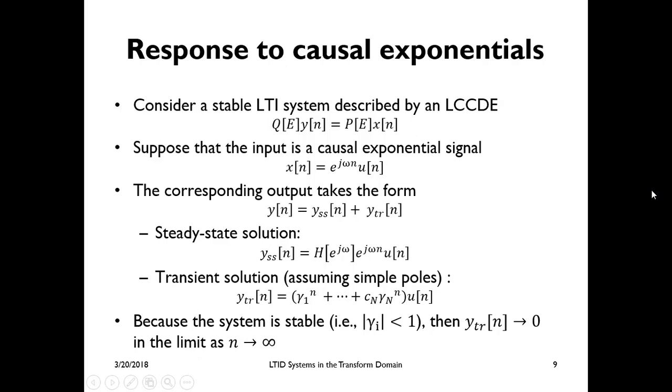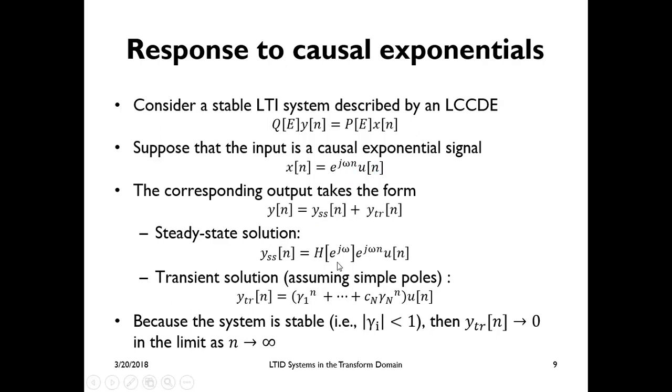We now consider the response of the system to a causal exponential signal. So we have a stable LTI system described by a linear difference equation, and the input signal is a causal exponential signal of the form x of n is equal to e to the j omega n times u of n. The output response of a system can also be broken down into a sum of the steady state and the transient components. The transient component is the part of the output that's going to die to zero as n goes to infinity, whereas the steady state is the part of the output that's going to persist for all of time. So, the only way we can have a steady state output is if the input signal will also persist for all of time. So that's shown over here, e to the j omega n times u of n.